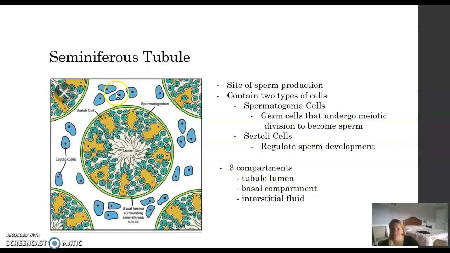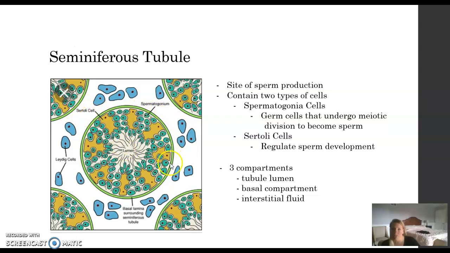So the seminiferous tubule, this again is the site of sperm production. It contains two types of cells. We have the spermatogonia, which is the germ cell that undergoes mitosis and then meiosis and spermiogenesis to become a mature sperm. And then you have your Sertoli cell, which is a cell that regulates sperm development.